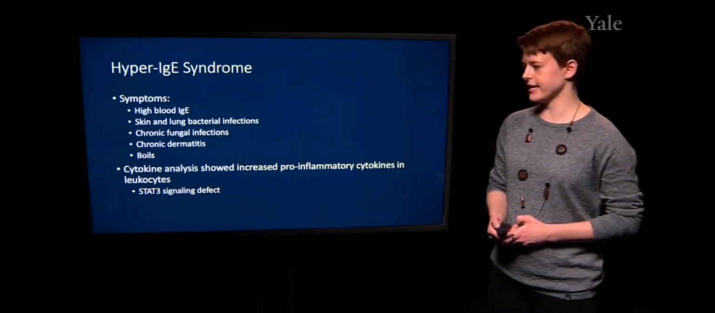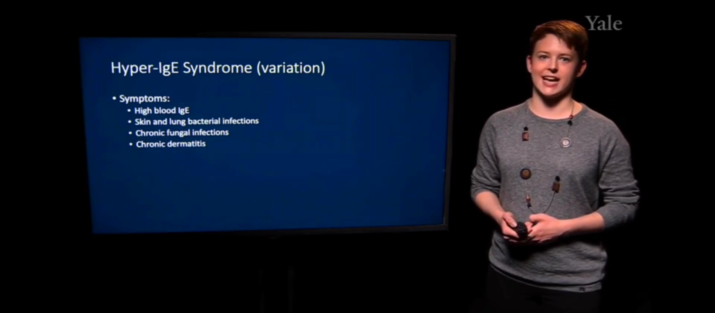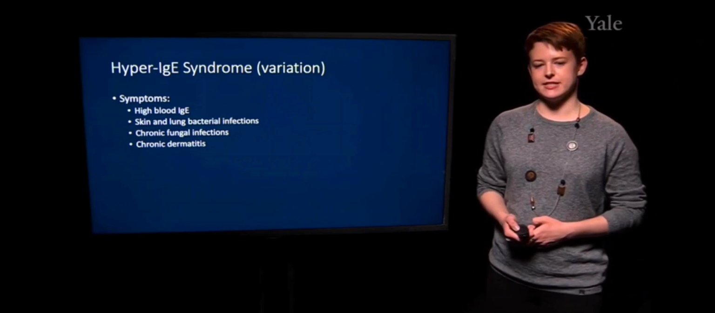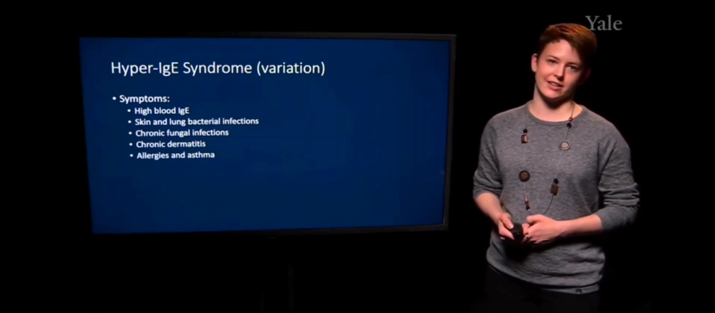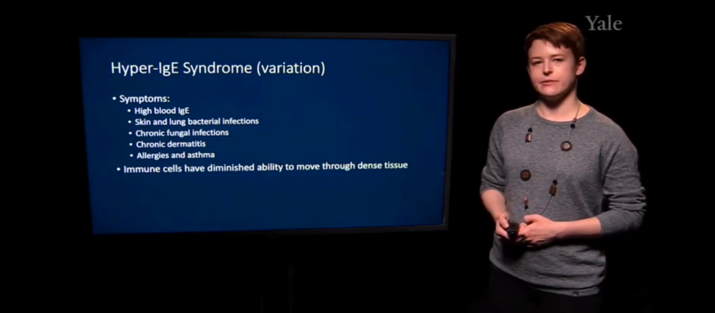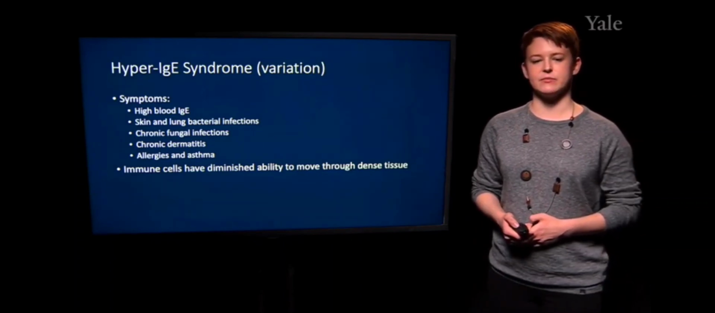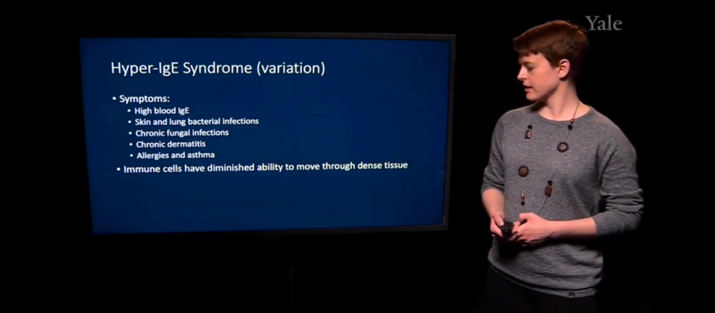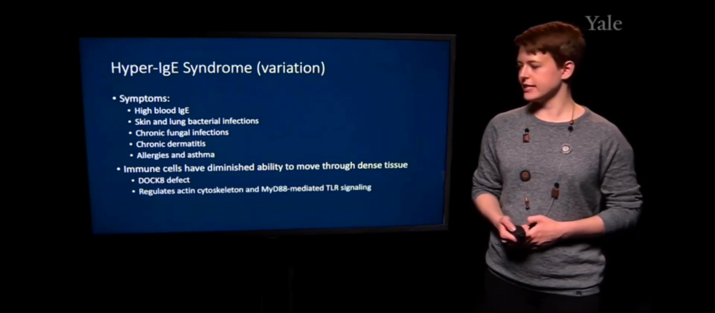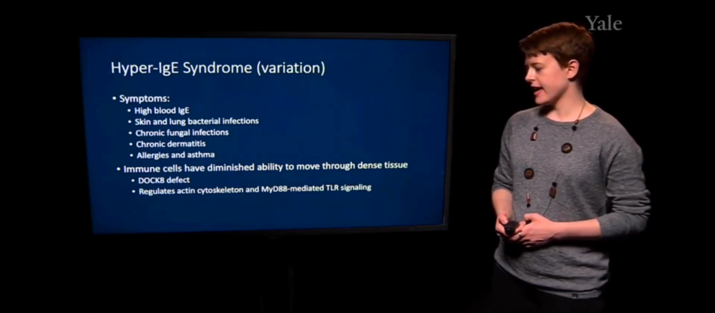So there's one other type of hyper-IgE syndrome that has a separate genetic defect. Again, some of these symptoms are similar, but then we also see an increase in allergies and asthma. Here we see that the immune cells in these patients actually have a diminished ability to move through tissues. And this is due to a Doc8 defect. And Doc8 is really important for the actin cytoskeleton, as well as MyD88 signaling.